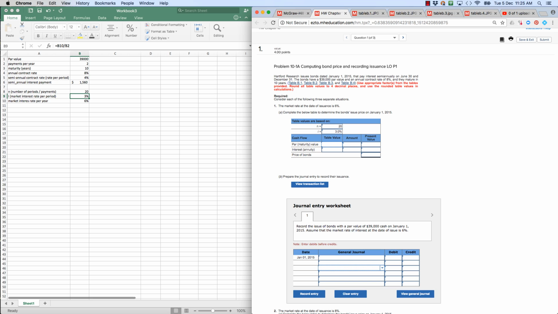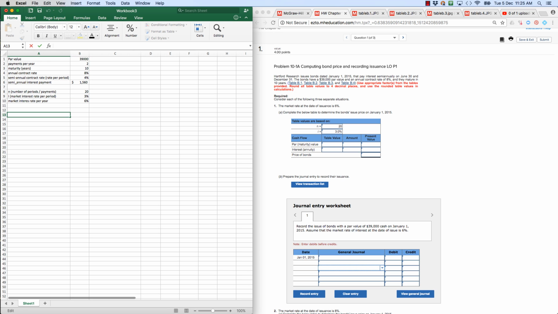We've got our par value at maturity is going to be, actually let's do it in Excel first. I'm getting ahead of myself. Let's take a look at our cash flows. We've got our table values. We've got our dollar amount, and then we can find the present value.